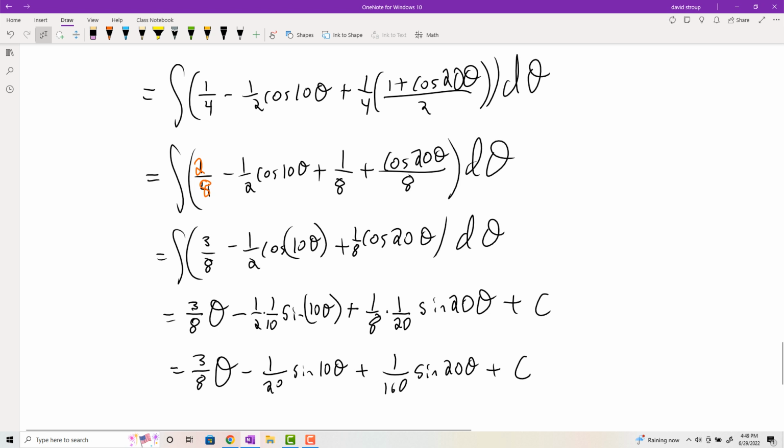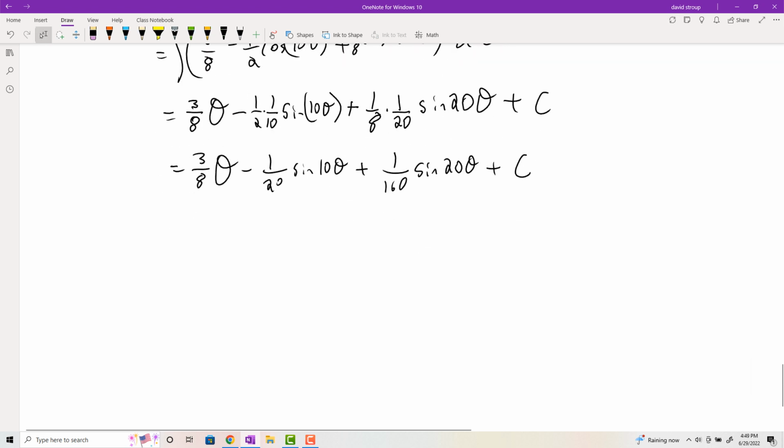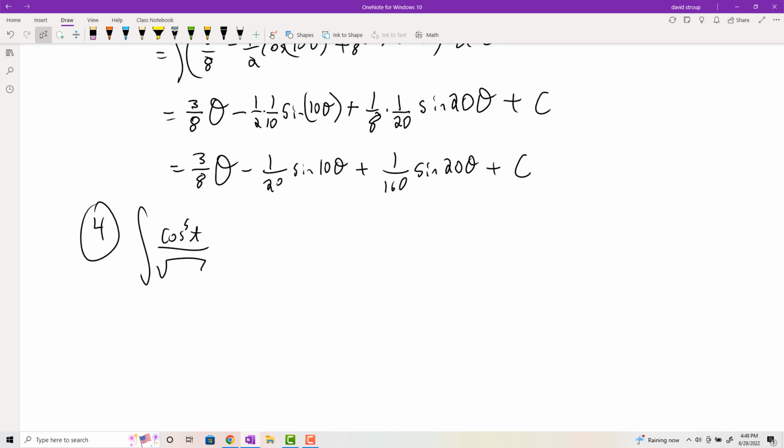Okay. Let's look at number 4. So here I have the integral of cosine to the 5th t all over the square root of sine t dt. Okay, so the deal with something like this is you want to factor back a factor of cosine, and then convert the remaining cosines into sines, and then do a u sub for sine.